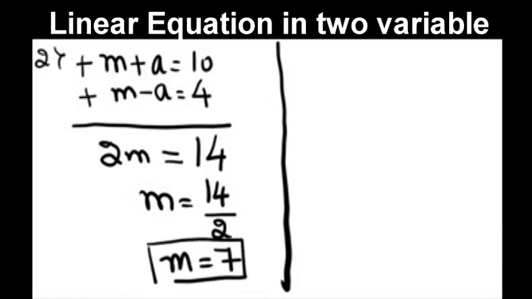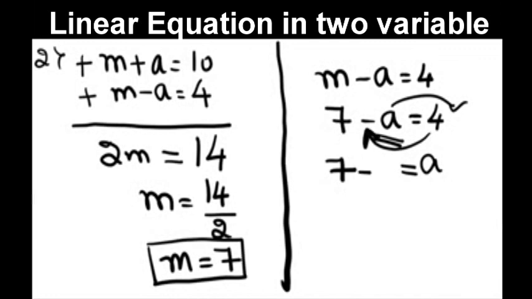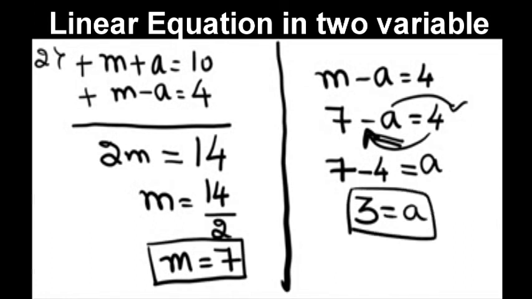Again I will choose any one of the equations. I will choose the second one. The value of m is 7, so 7 minus a is equal to 4. And since I have a here, I will send it to that side, and I will send 4 to the other side. So 7 minus 4. So the value of a is 3 and the value of m is 7. Now we can verify: 7 plus 3 is 10, and 7 minus 3 is 4.